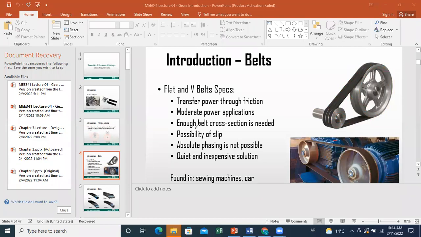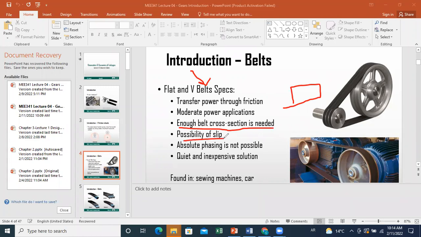And the condition is that you have enough belt cross section needed. So you should study what is the thickness of the cross section required to transfer such power. So larger the power to be transferred, larger should be the cross section of your belt. Now, the disadvantage of V belts and flat belts is that you have possibility of slip.